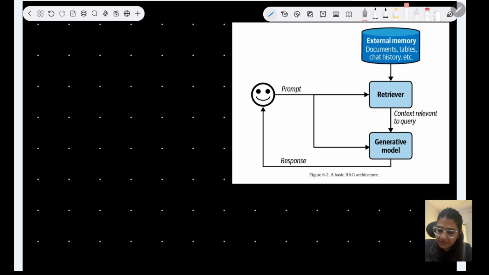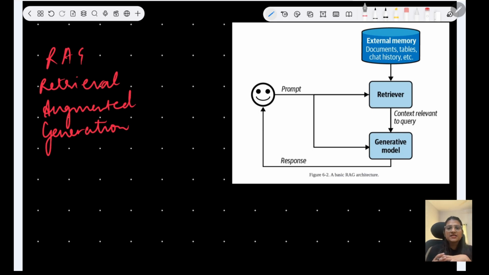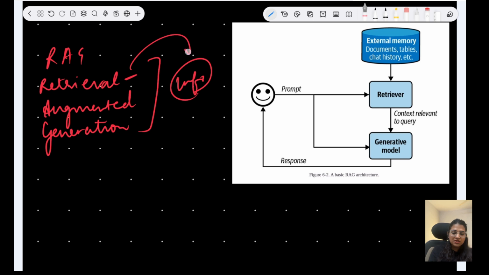First of all, I think we should start with the definition. So, what do we mean by RAG? RAG stands for Retrieval Augmented Generation. So this is basically a pattern. You can think that the RAG pattern is made to allow the model to retrieve information from any external source.